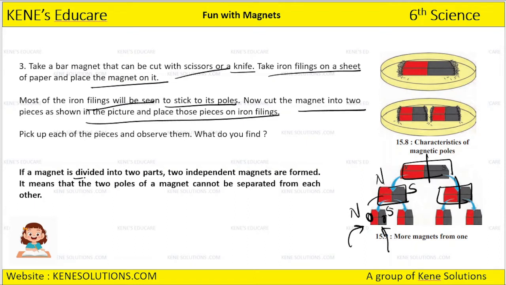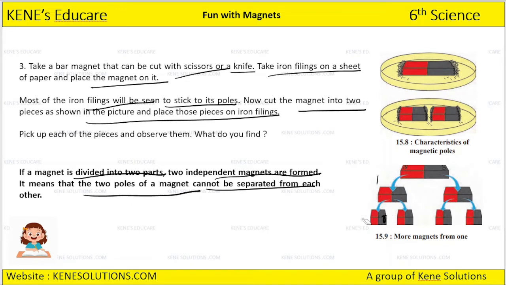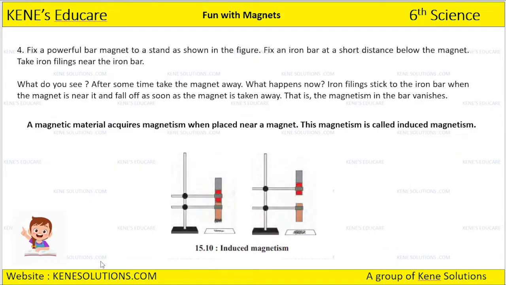That means if a magnet is divided into two parts, two independent magnets are formed. It means that two poles of a magnet cannot be separated. अगर आप उसको कट भी करते हो तो each and every part of the magnet will have its north and south pole. So two poles cannot be separated. ये north and south poles को आप separate नहीं कर सकते. This is the property of a magnet.